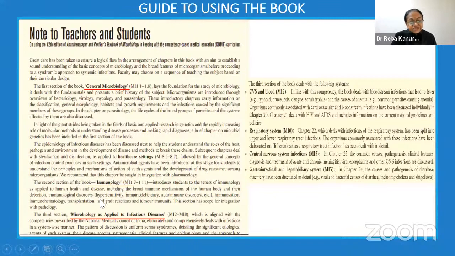Then the second section is immunology, which adheres to the principles of immunology required for the microbiology students. And then the final section is the syndromic approach, where we have made the drastic changes and incorporated the whole of the CBME pattern into this particular section of the book.